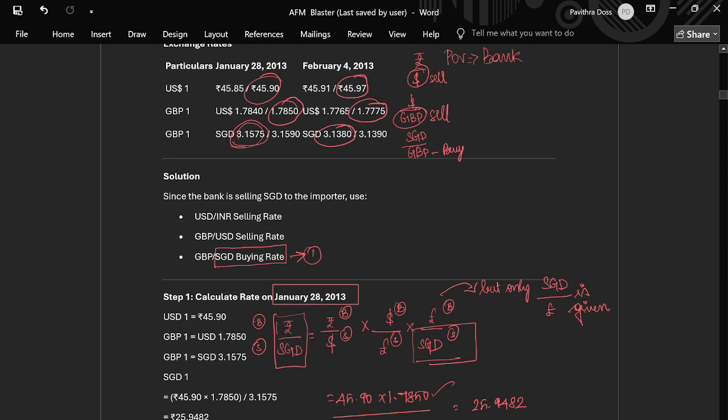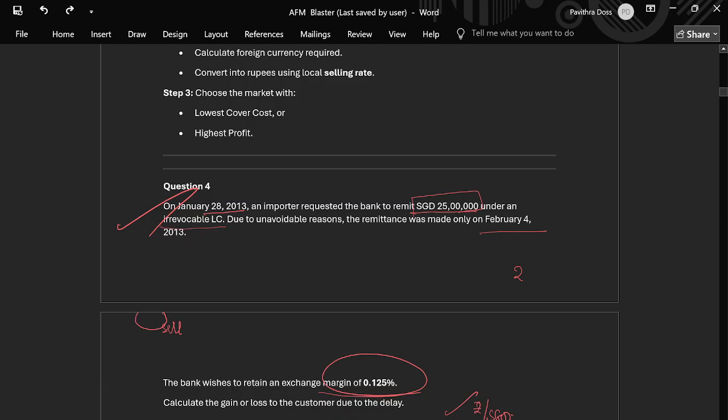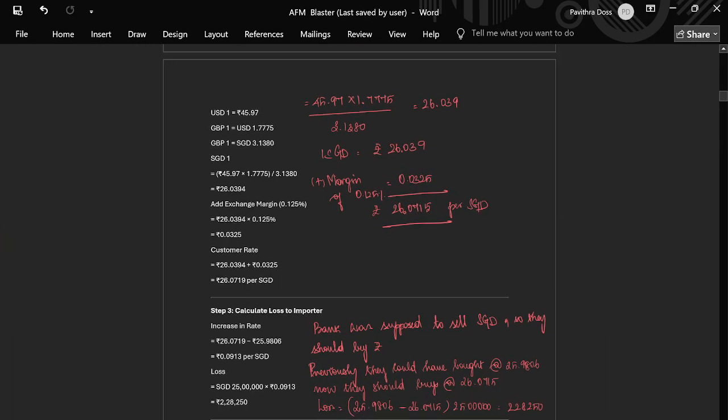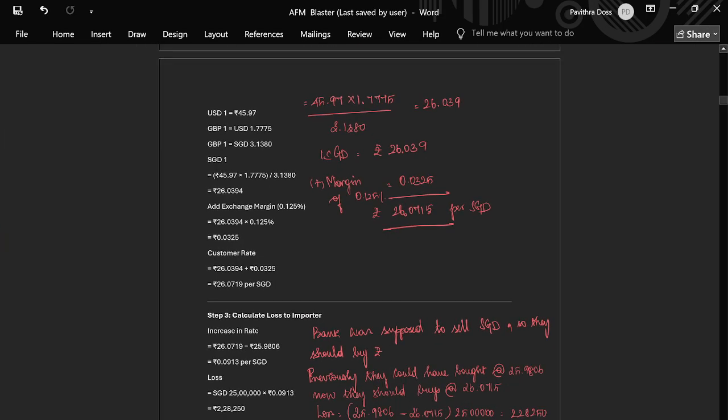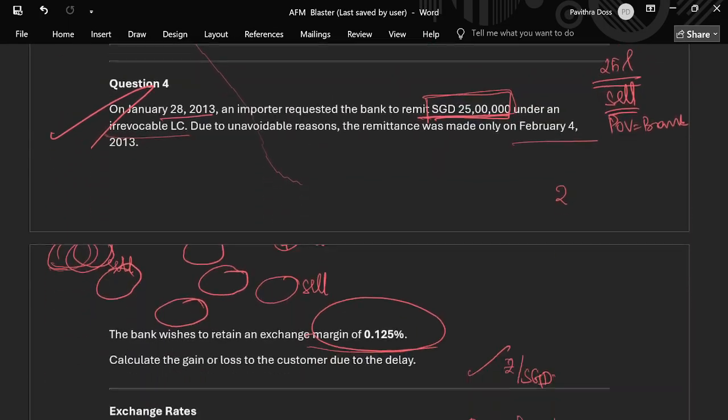Clear. So what code do we actually need? Firstly, the bank is going to sell to the customer SGD 25 lakh. Okay, so the bank is going to sell to the customer. So we are going to do it from the point of view of the bank. So what code are we looking for? We are looking for rupee per SGD, clear, but we do not have that.